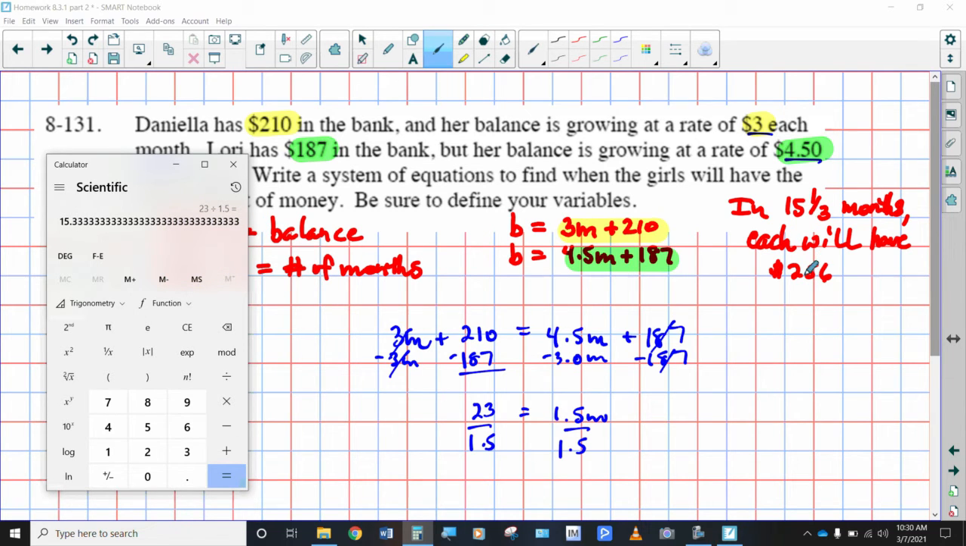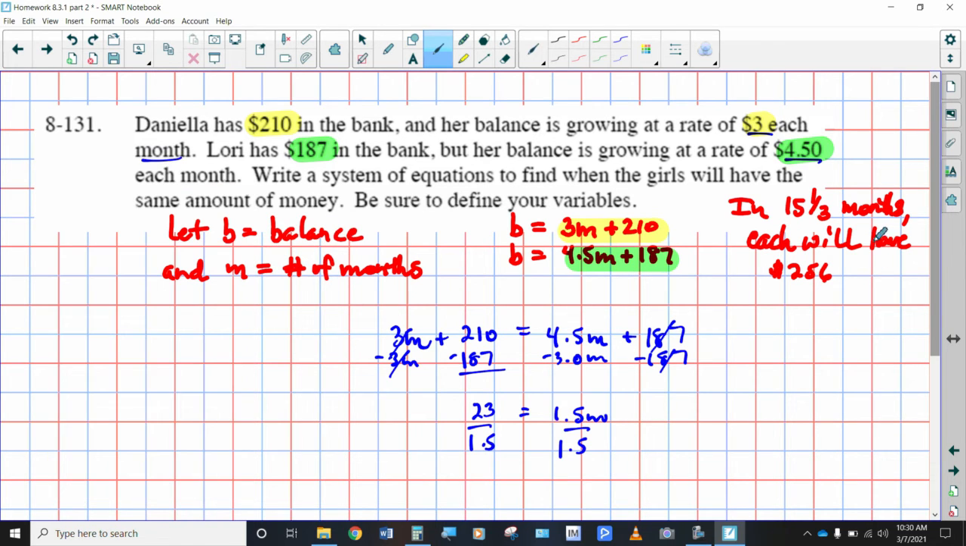They will both have $256 in the account. How do I know they're going to have 256? I take this and multiply times 3, and then add 210, and it gives me 256. If I take 15.3333333 as far as I can go, and then multiply that times 4.5, then I add that to 187, it's pretty much $256 there as well.